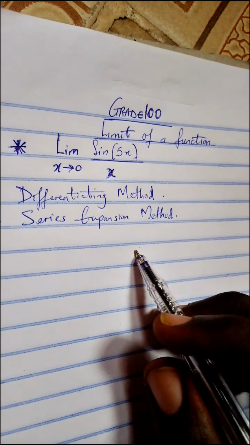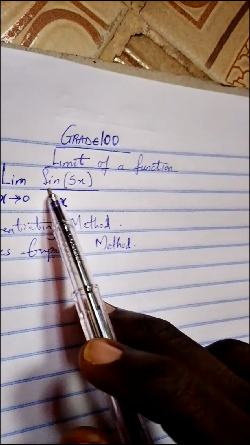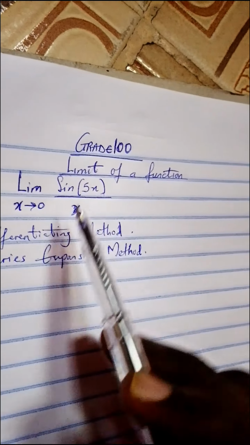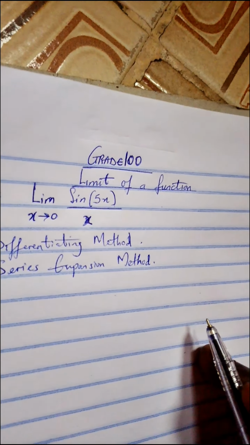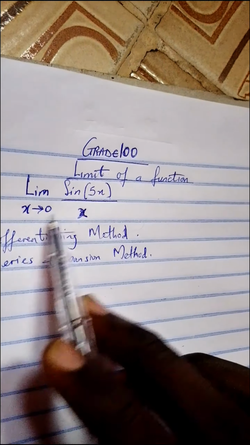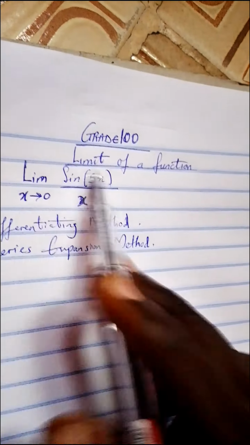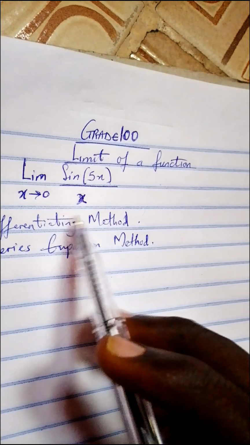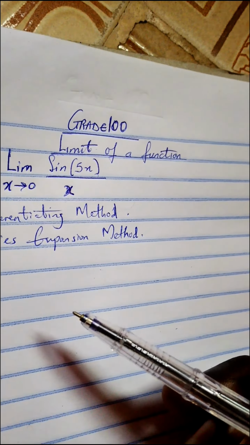Now, for this particular question, we have the limit of the function sine 5x over x as x tends to 0. If we substitute x as 0 here, we will have our denominator equal to 0, which gives a math error when you punch it in your calculator. We have to prevent that. So how do we prevent that? By differentiating the numerator and differentiating the denominator.